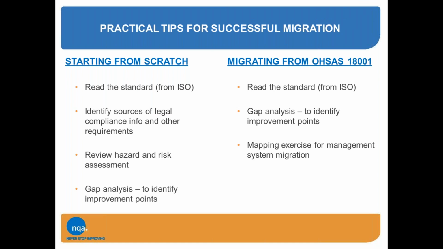And if you've got an existing OHSAS 18001 system, as I say, read the standard, and by the standard I mean 45,001, either conduct your own gap analysis or have an external gap analysis done to identify the improvement points, and look at the mapping exercise for the management system. What needs to change, how you're going to do that. So, it may be an objective of 45,001 to have a successful migration from 18 to 45,001, and you'll need to plan and resource that appropriately.